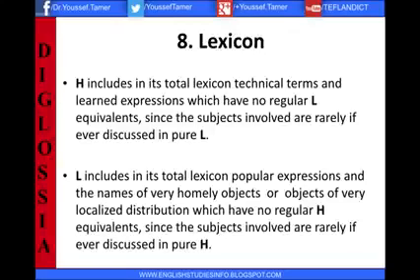The low variety includes in its total lexicon popular expressions. This is the other side of the story. The low variety includes in its total lexicon popular expressions and the names of very homely objects or objects of very localized distribution which have no regular H or high variety equivalent, since the subjects involved are rarely, if ever, discussed in pure H. And I want you to correct me if I'm wrong in this one.